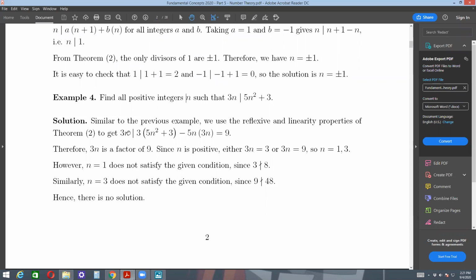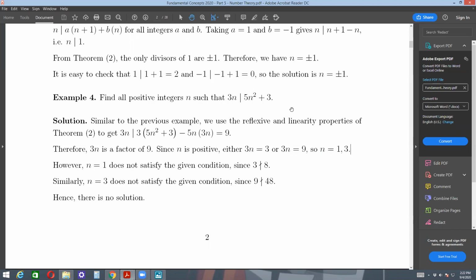Anyway, so if 3n divides 9, it basically means that 3n has to be either 3 or 9. It can't be 1 because 3n is 1 doesn't give you an integer n. So only 3 or 9. And basically that means that n has to be 1 or 3. Now, if you didn't verify, if you stop here and say that 1 and 3 are the answers, then that's wrong, right? Because none of them actually work. So you have to verify that.